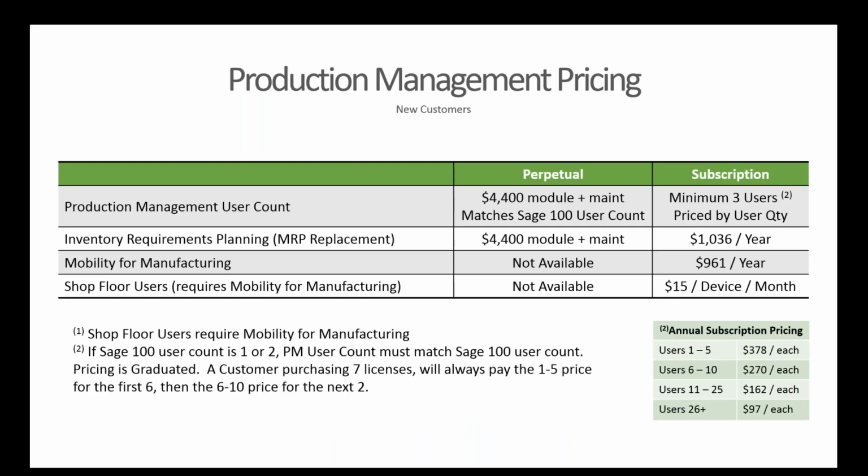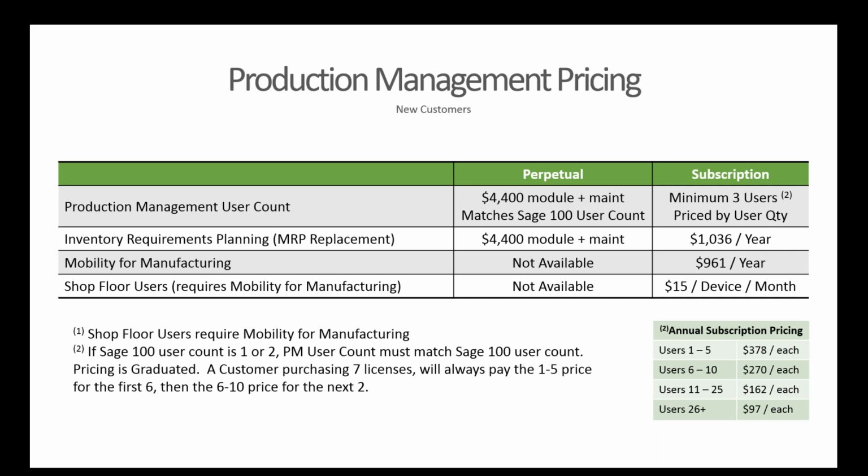So again, here is for new customers how we would price out these products. On perpetual, they can add production management and they can add inventory requirements planning. Those are $4,400 per module plus maintenance. On perpetual, there is no user count. We're going to match whatever your Sage 100 user count is, but you don't receive the dynamic functionality. On subscription, it's a minimum of 3 users. Now, if the end user only has a 1 or 2 user system, obviously, that's all we can do. But if there are 3 users or more on their Sage 100 user count, it's a minimum of 3 users.